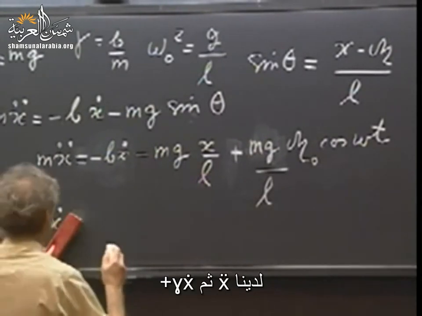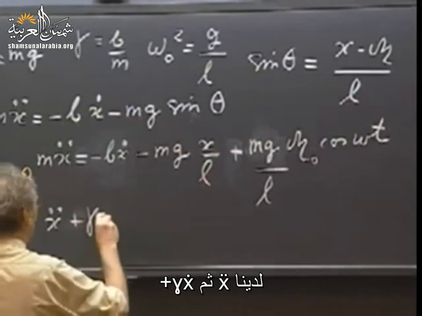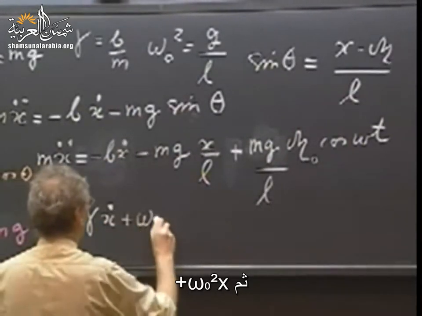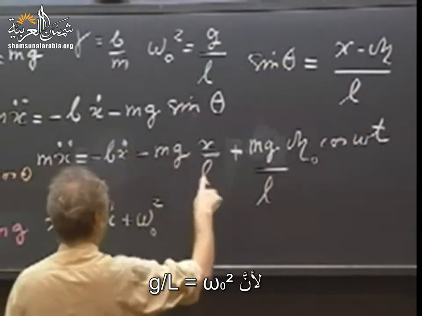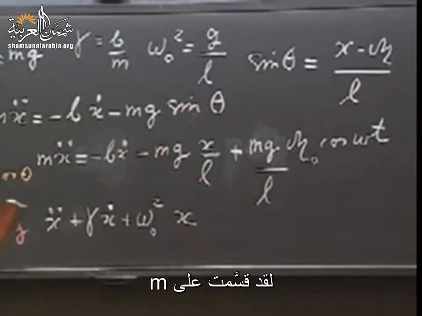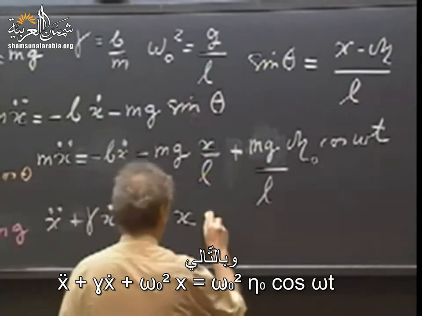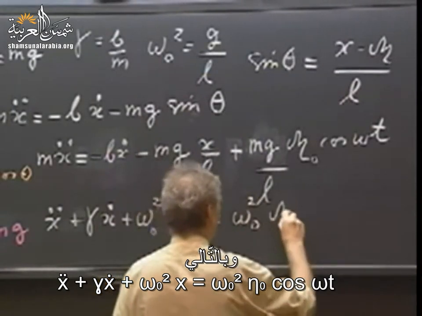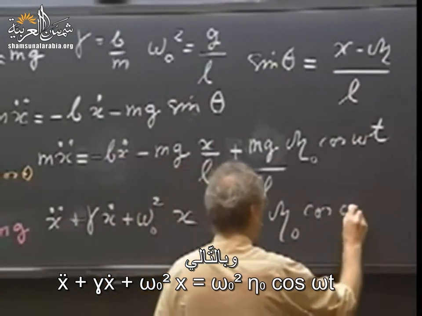So x double dot, now we get plus gamma times x dot, and now we get plus omega 0 squared times x, because g over L is omega 0 squared. So I divide the m out, and now I get equals omega 0 squared times eta 0 times cosine omega t.